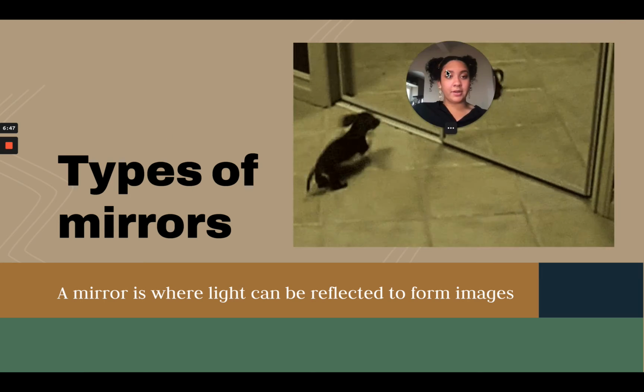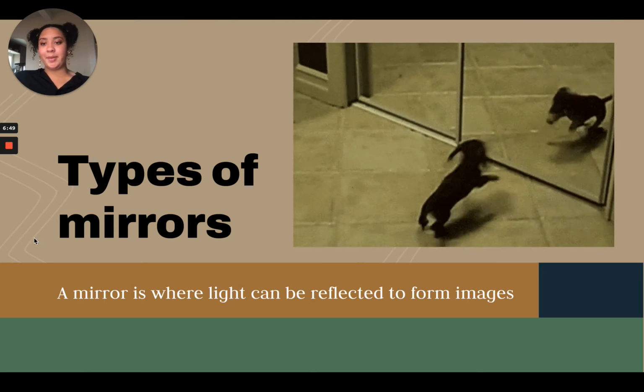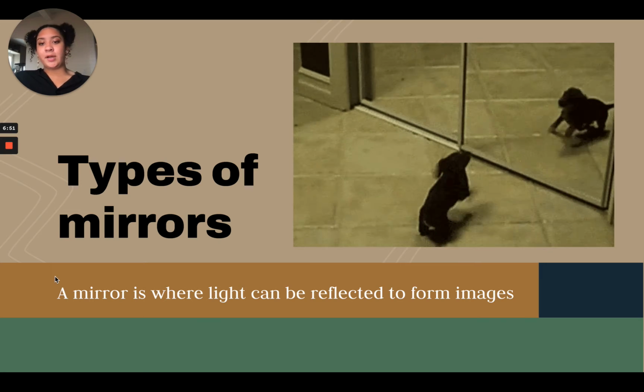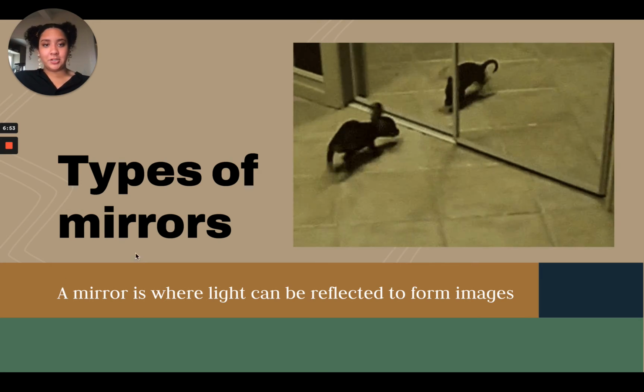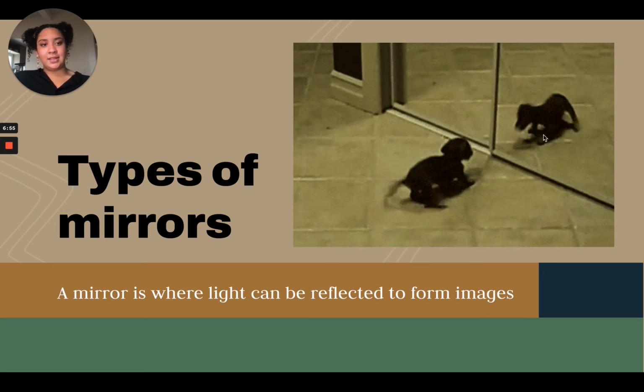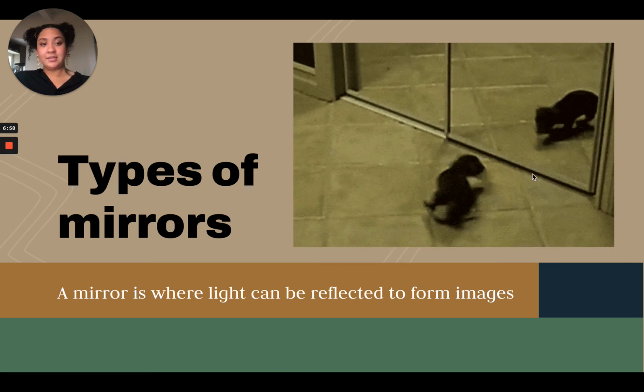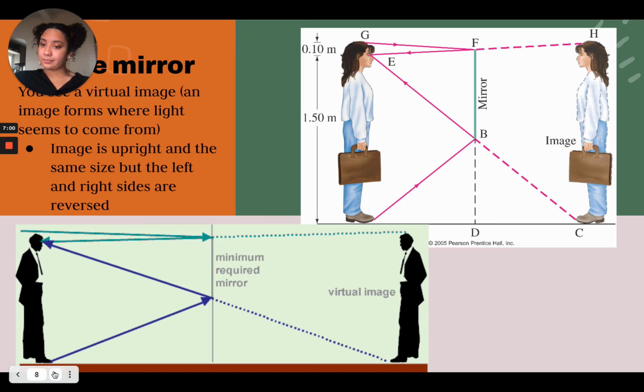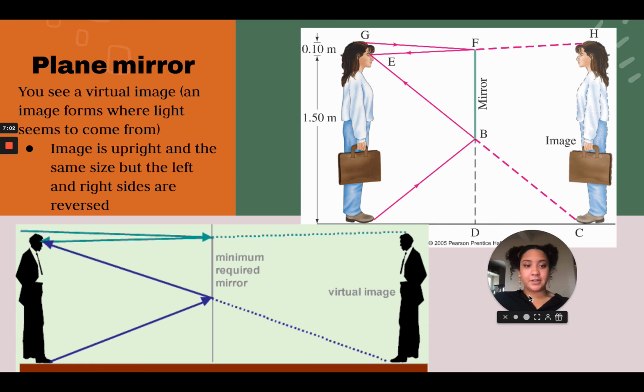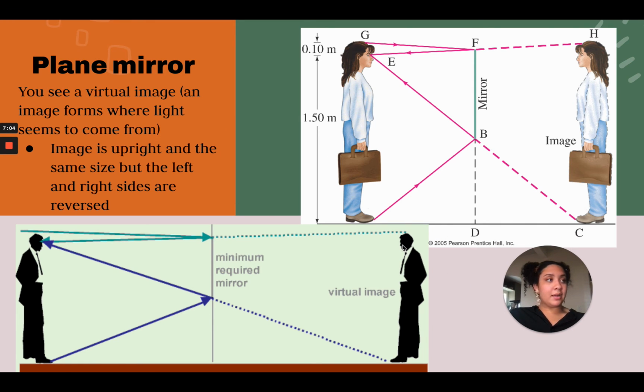So now that we know about different types of reflections, let's talk about mirrors. A mirror is just where light can be reflected to form images. So this dog is seeing its reflection, and that is because of a mirror. First, let's talk about a plane mirror. That's what we know most.